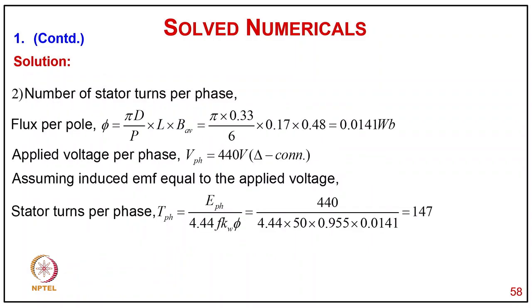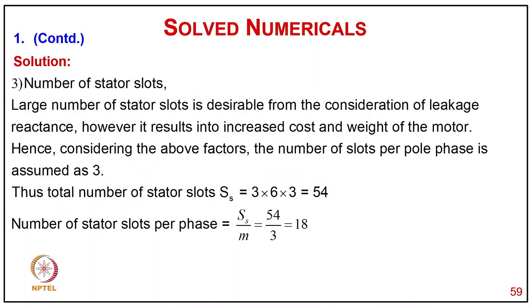Now, the number of stator turns per phase. Flux per pole phi equal to pi D upon P into L into B average. Putting in values, it comes to 0.0141 Weber. The applied voltage per phase is V phase equal to 440, for the delta connection. Considering the induced EMF equal to the applied voltage, the stator turns per phase is E upon 4.44 f kW phi. Putting in values, it comes to 147.